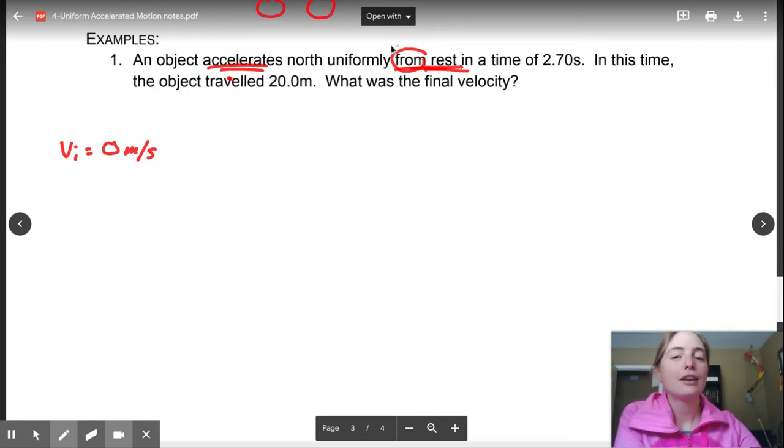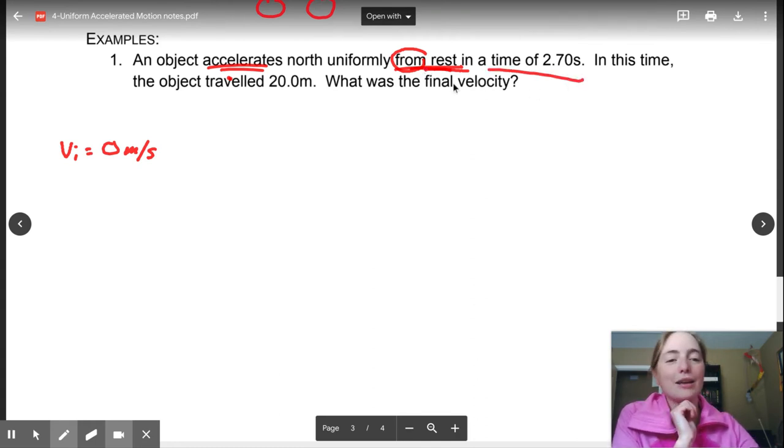Now, because I said the word rest, I haven't actually given you any sig digs. It's an absolute value. You're not going anywhere. So this 0 meters per second actually doesn't count towards sig digs, because I didn't give you any sig digs here. So the word rest does not imply a number of sig digs. You do not take that into account. Okie dokie?